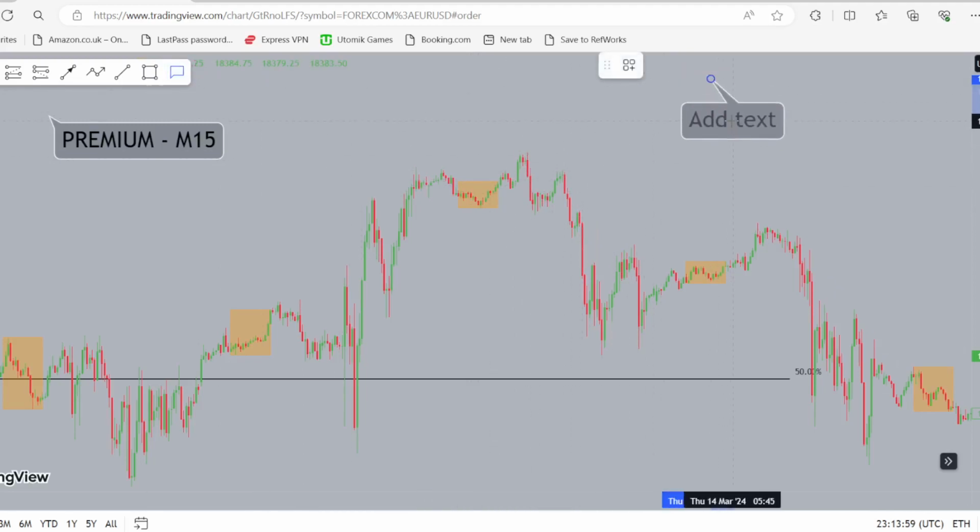So we have something called the interbank price delivery algorithm, IPDA, and it works from premium down to discount, or if we were looking at a buy trade, we want to be trading from discount back up to premium.